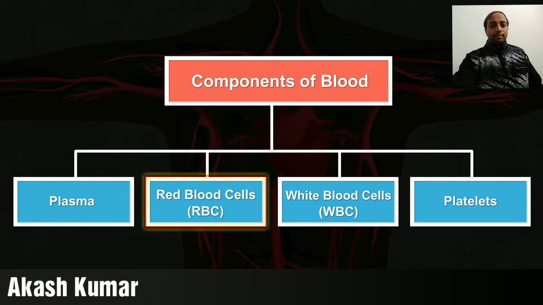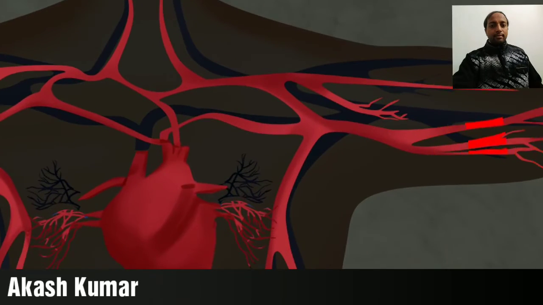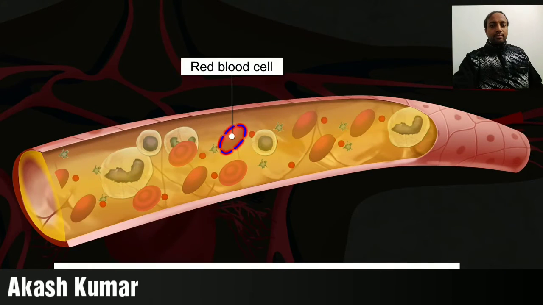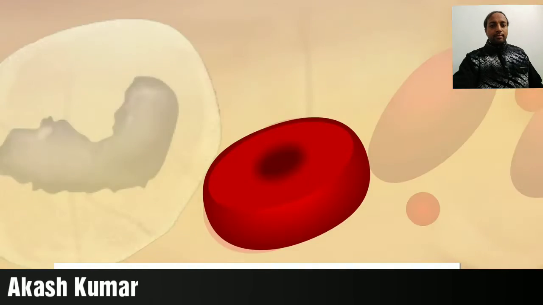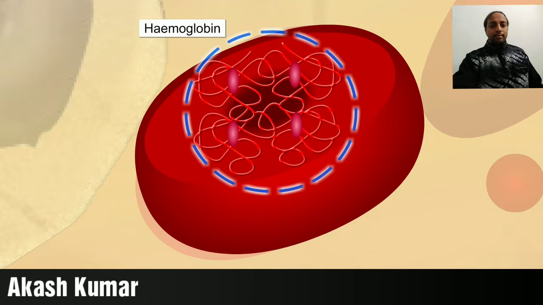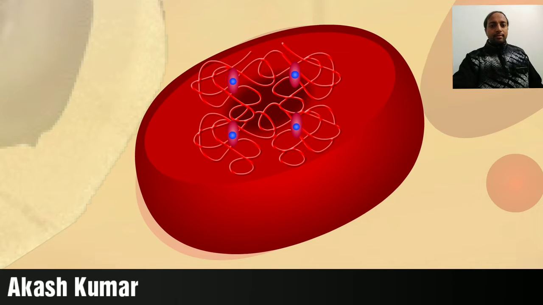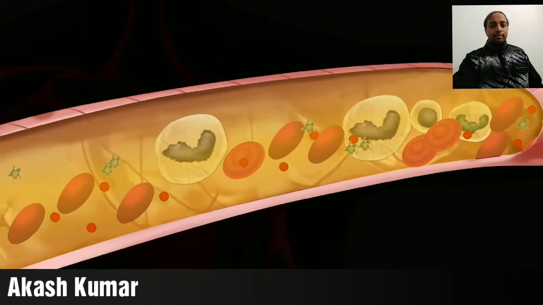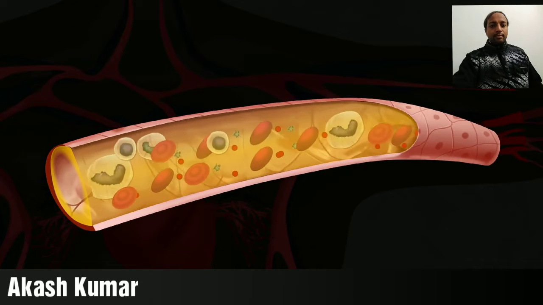The next component of the blood is the red blood cells. The RBCs are responsible for giving red color to the blood. They do so because of the presence of a red pigment in them. This red pigment is the hemoglobin. This hemoglobin in the blood binds with oxygen and takes it to the different body parts.